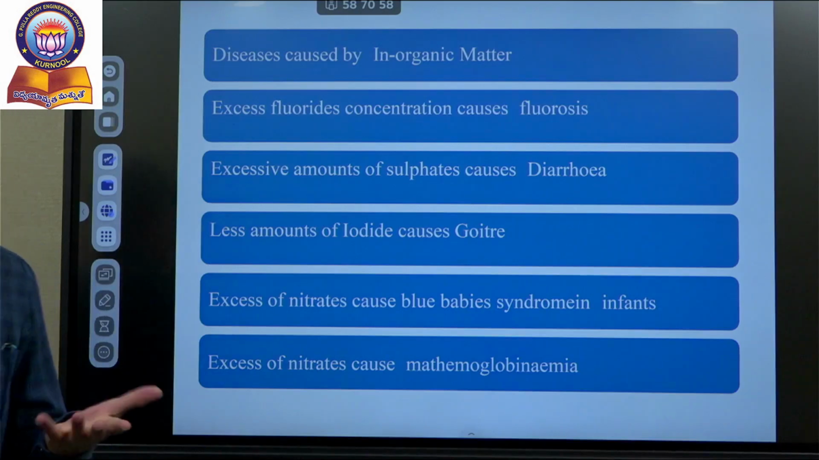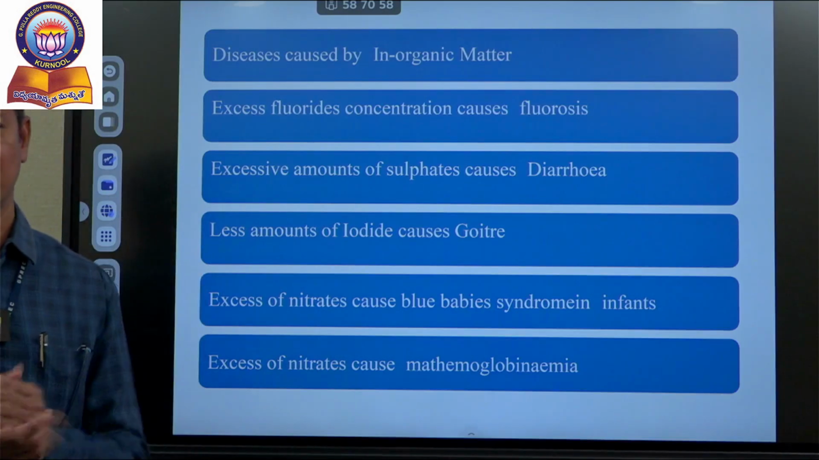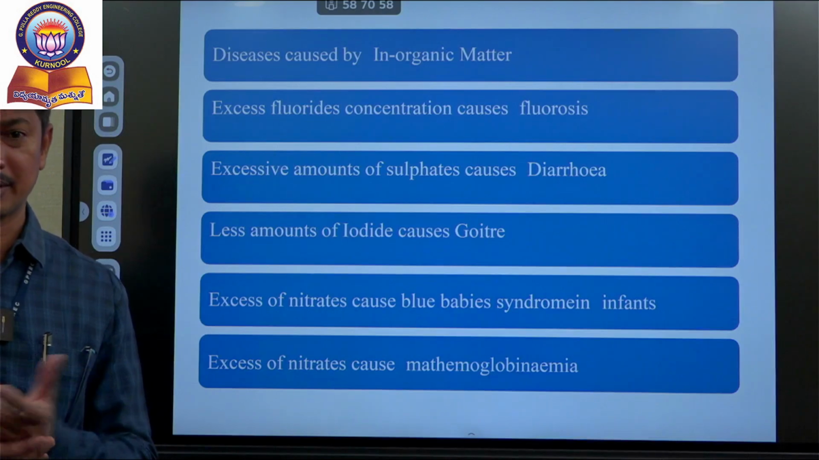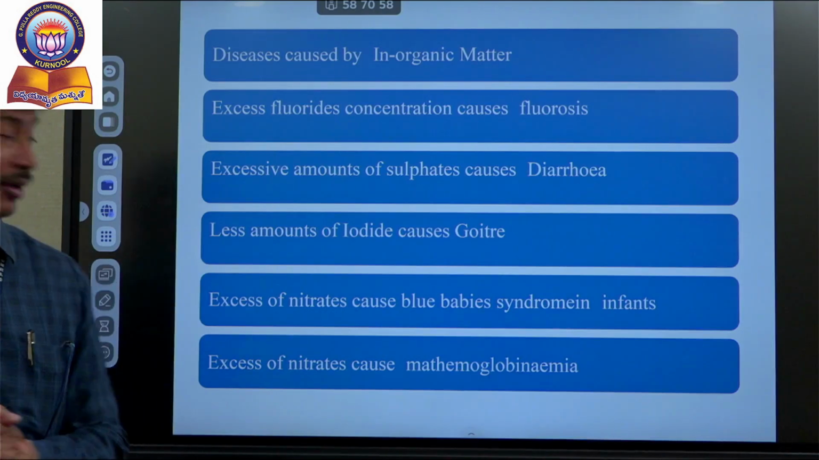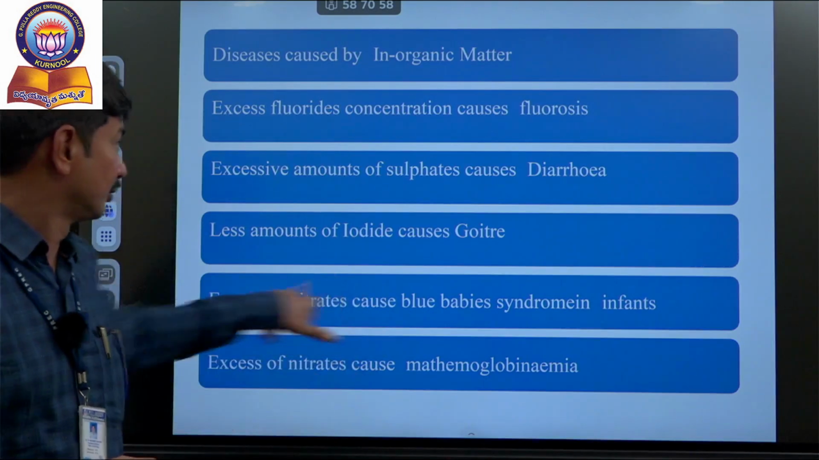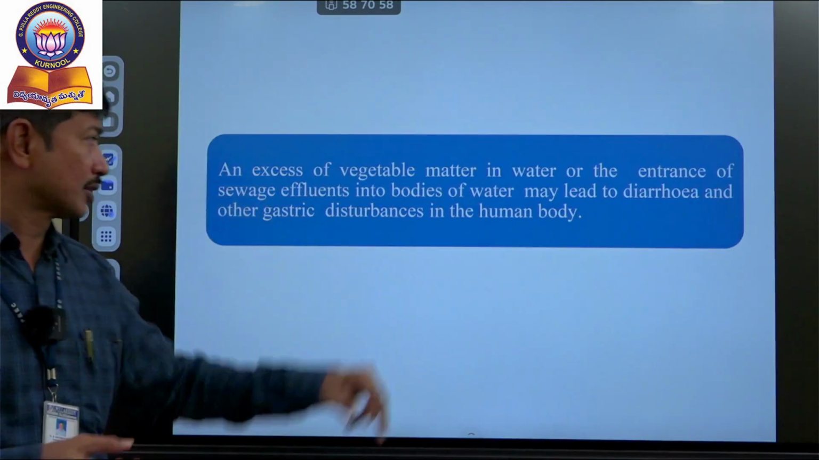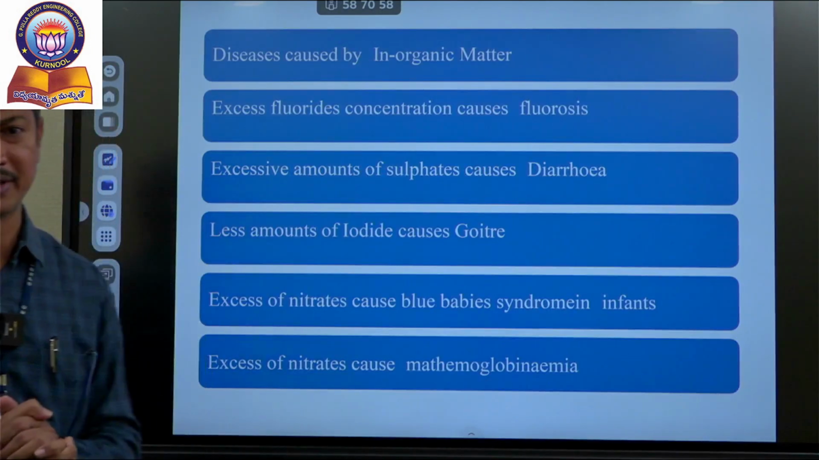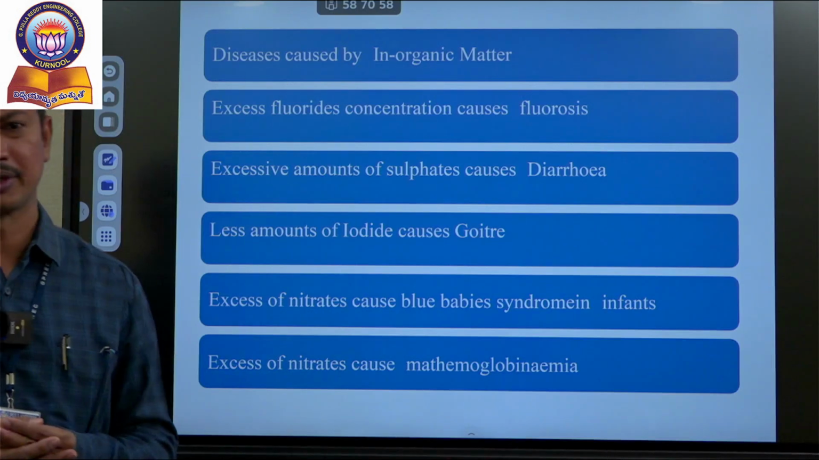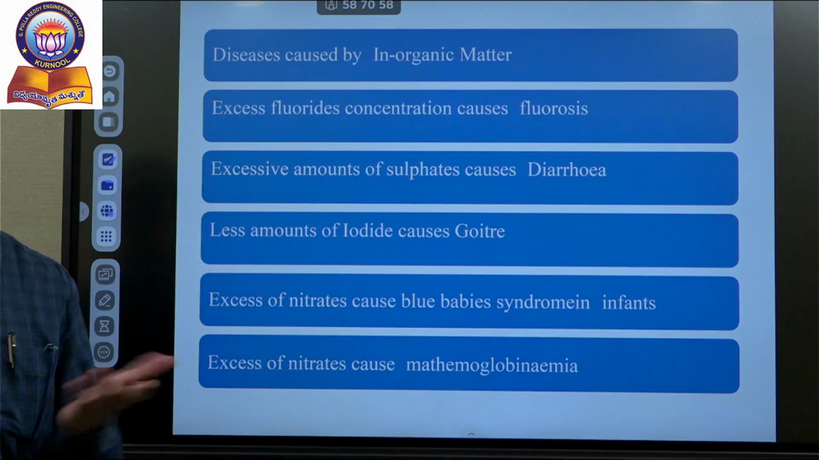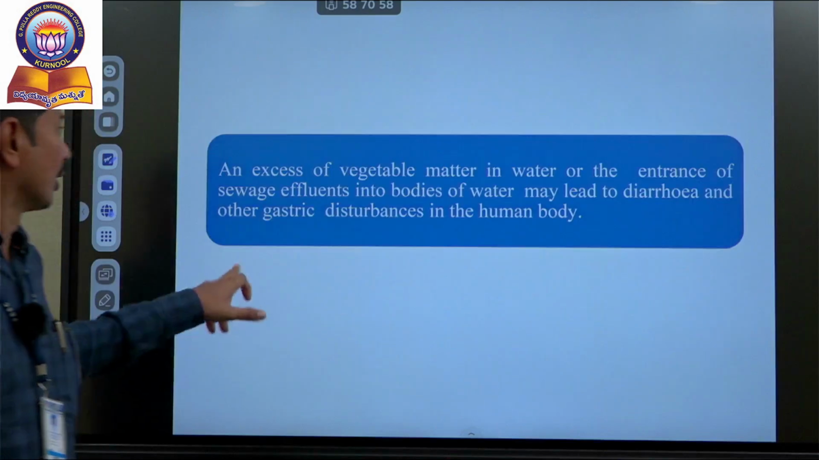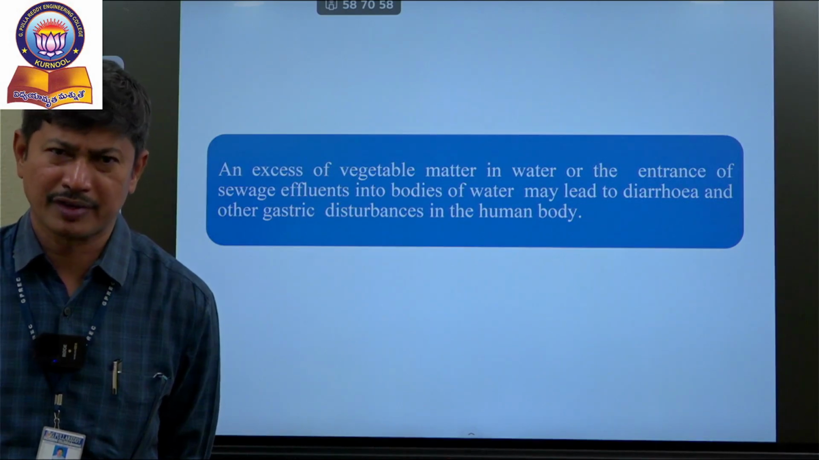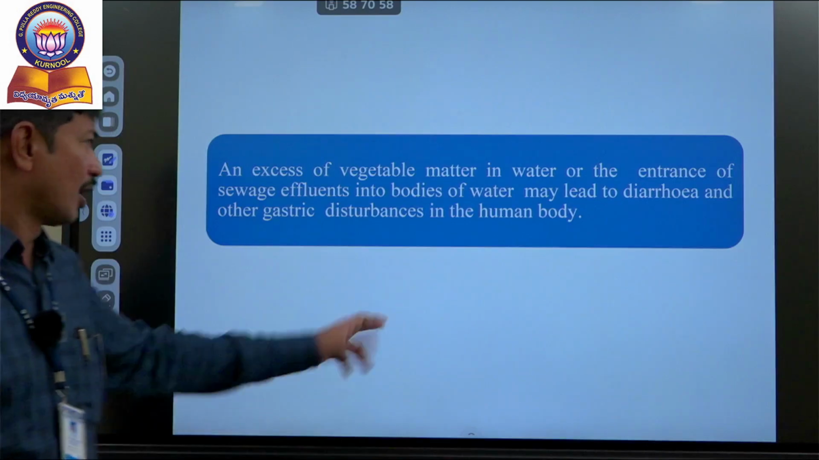And some other inorganic matter, even though present in small quantity, like mercury, lead, and others, even a small excess may cause neuro effects, brain damage, and kidney damage, especially copper, lead, and mercury, even at a presence of 0.01 milligram per liter. And excess organic matter may cause gastro disturbances in human beings, such as diarrhea, another problem.